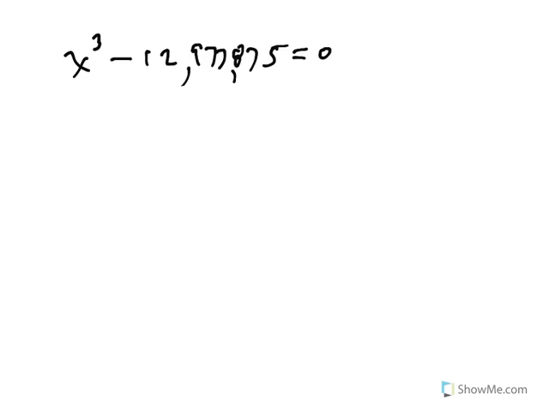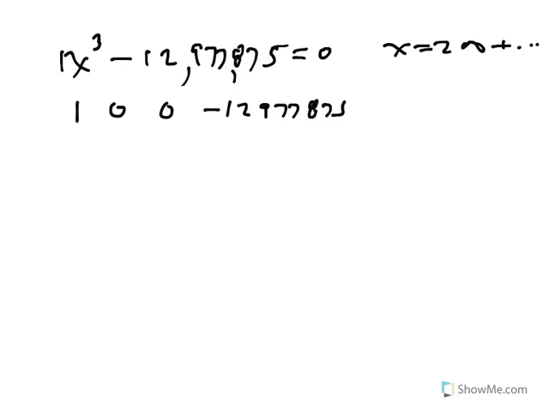So we've established that x is 200 and something. So what we do is we make a chart, and the chart looks like this. 1 because the coefficient of x cubed is 1, 0 because there's no x squared term, 0 because there's no x term, negative 1, 2, 9, 7, 7, 8, 7, 5. Then we write the 200 out here, leave a space, draw one line, bring down the 1. 200 times 1 is 200, 0 plus 200 is 200. So I'm multiplying, putting the answer here, and then adding these together.